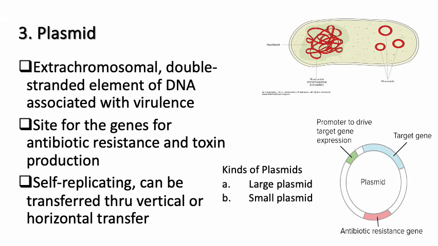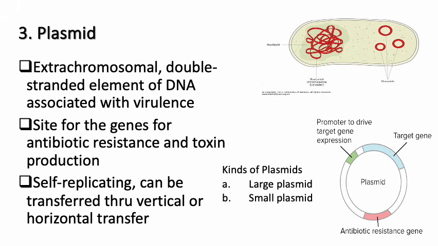Now, let's talk about your plasmids. We mentioned them earlier. So, what are plasmids? Plasmids are extrachromosomal double-stranded elements of DNA associated typically with the virulence of your bacteria or microbes. These are the sites for the genes for antibiotic resistance and toxin production. It is not essential for bacterial growth. Thus, it can be present or absent within the bacterial cell.